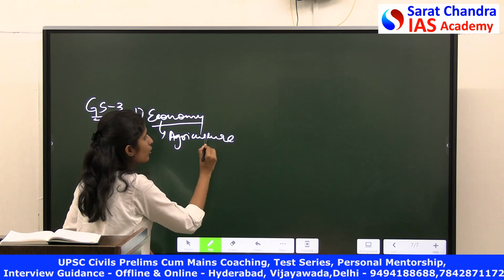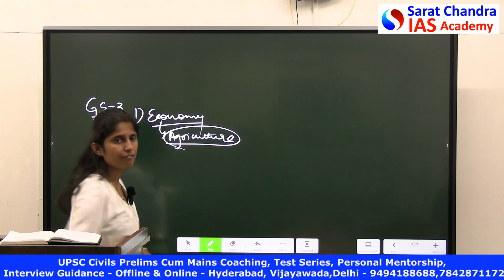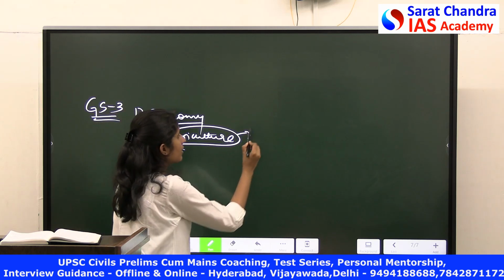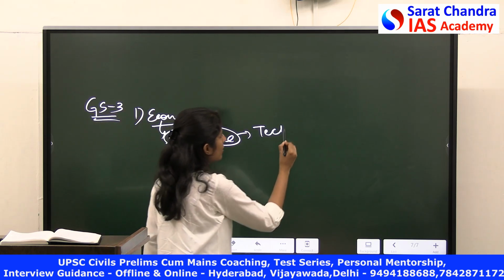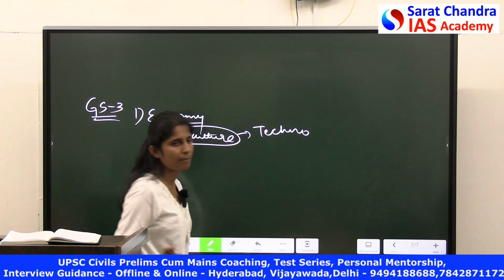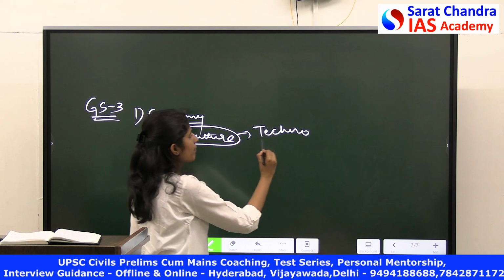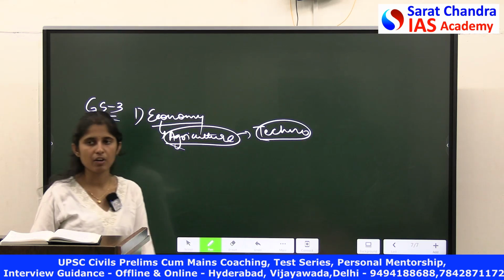At least 3 to 4 questions are coming from agriculture every year, and the questions are also becoming dynamic. Dynamic in the sense they're asking something like technological impact, like what is the impact of nanotechnology or what is the impact of e-technology on agriculture. For this again you need to have a framework ready.